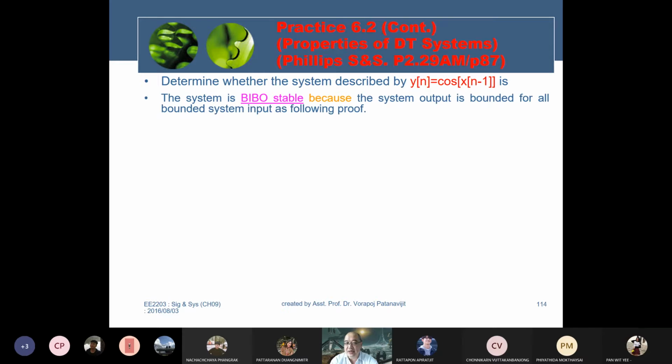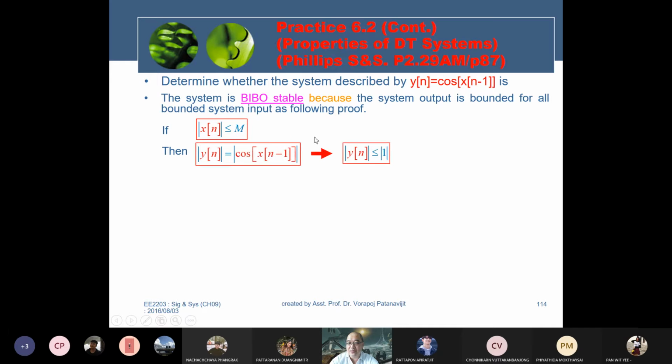Next one, the system is stable or not, that is, BIBO stable, because the system output is bounded for all bounded system inputs, and this can be proven here. You can check that. If the maximum input is M, we don't care what the input is. You know that the output will be a cosine function, and the cosine function has a range between -1 and 1. Therefore, the absolute value of y will always be less than or equal to 1, whatever the input is. Therefore, in this case, you can state that the system is stable.